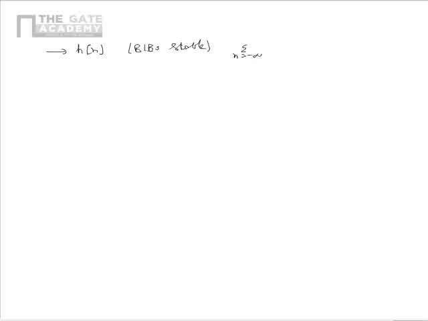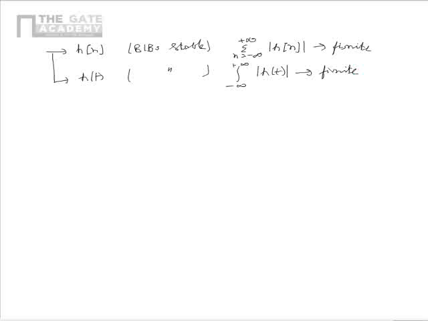From the above, we see that a discrete time LTI system of impulse response h of n would be stable in BIBO sense if sigma n equal to minus infinity to plus infinity mod of h of n is finite. Now, similarly, a continuous time LTI system of impulse response h of t is stable in BIBO sense if integral minus infinity to plus infinity mod of h of t is finite.